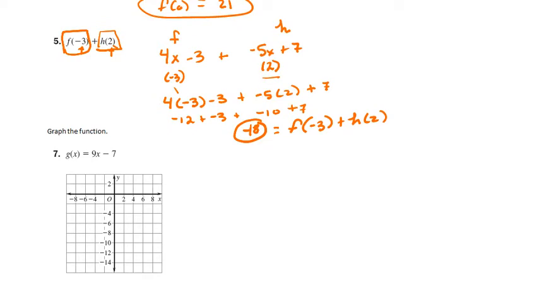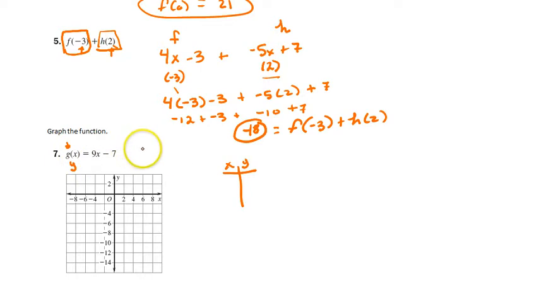Now for this problem it says graph the function, right? The function's name is g. Otherwise, this is just like saying y equals 9x minus 7. I'm going to solve it the same way. I'm going to make an xy chart.